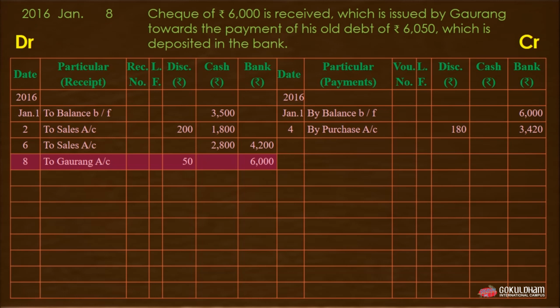And check receipt, it means it is our income, so we recorded this transaction at the debit side of cash book. There is write down in date column 8. In particular यानी receipt column में write करेंगे to गौरांग account, because of गौरांग के पास से भी मिला है. Then in discount column write down there 50 rupees, and in bank column write down there 6,000 rupees.